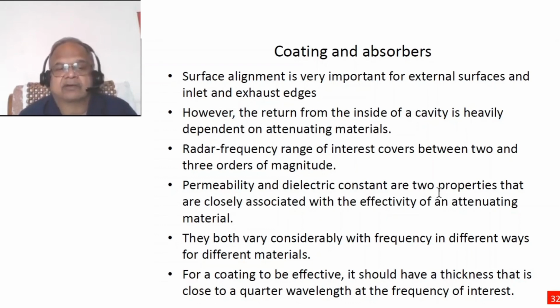So there are very considerable variations of properties with frequency. It's not always that you just paint with the radar material and then it does the job. That is not so. The thickness has to match the incoming frequency of interest.